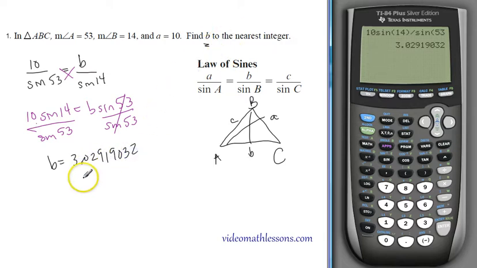To the nearest integer, B is 3. So that's a law of sines problem. And law of sines is actually one of the more friendly problems. Students generally like law of sines.